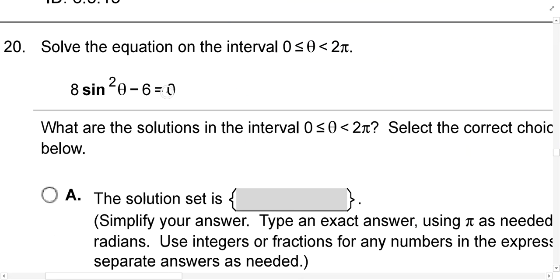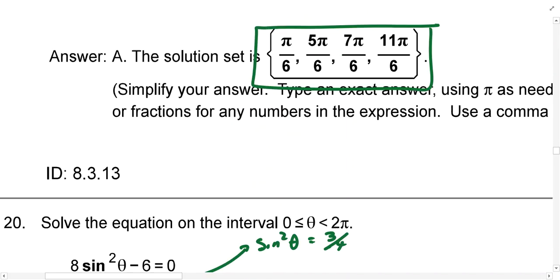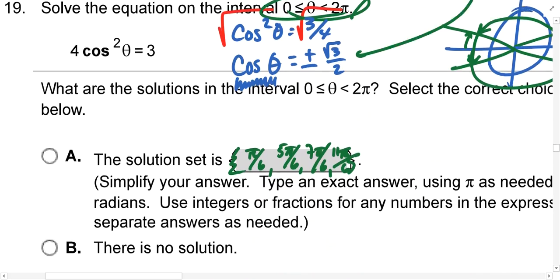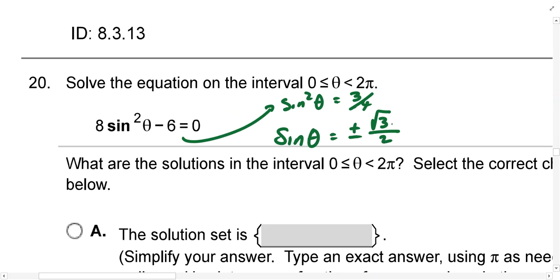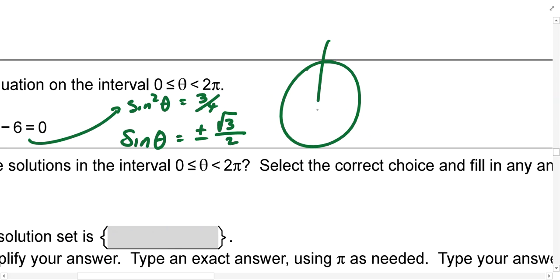For number 20, I would add 6 to both sides and then divide by 8. So we now have sine squared equals positive 6 divided by 8. Well, that's 3/4. And we're encountering a question very similar to the last. When I take a square root on both sides, we need to introduce the positive and negative symbol. And the square root of 3 remains in the numerator, but the square root of 4 turns into 2 in the denominator. So where in our unit circle does the y value equal positive or negative radical 3 over 2?